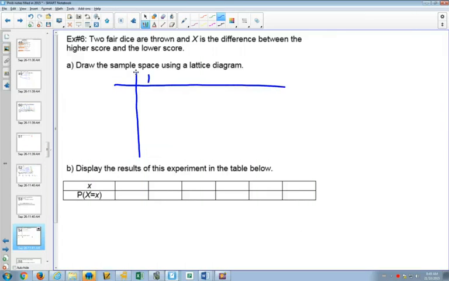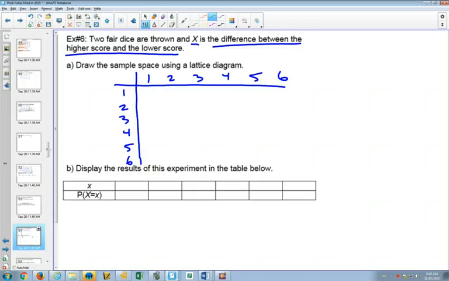So one dice you could get a 1, 2, 3, 4, 5, and 6. The other dice, same thing. And what we're looking at here, our X is the difference between the higher score and the lower score. So what's going to happen is any time that your dice are the same number, there's going to be no difference. They'll all be zeros. But a 2 and a 1, the difference is 1. 3 and a 1, difference is 2.